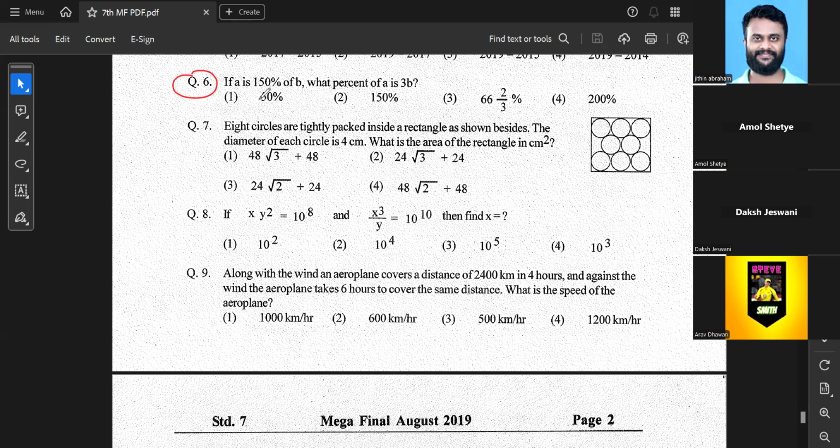Let's proceed to the sixth problem. If A is 150% of B, what percent of A is 3B? So first of all, A is equal to 150% of B. That gives you A is equal to 3 upon 2 B.